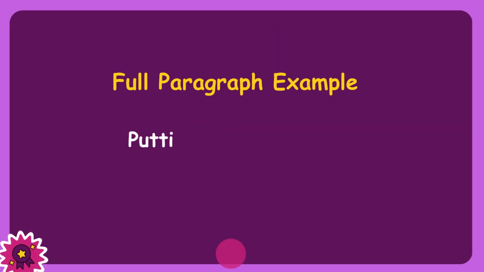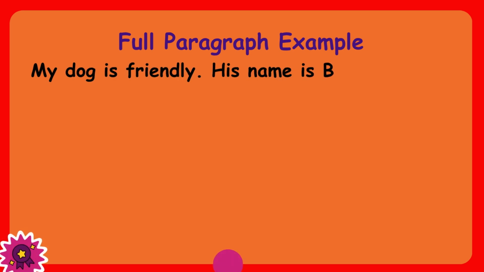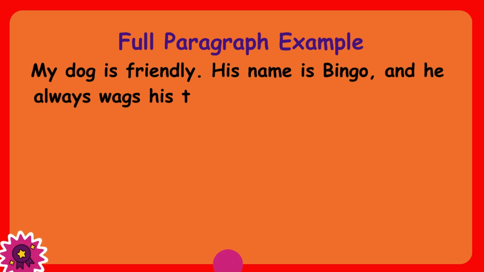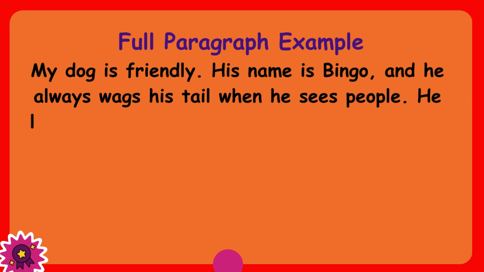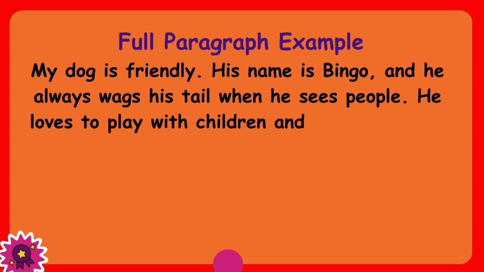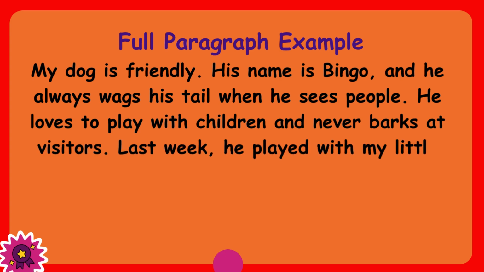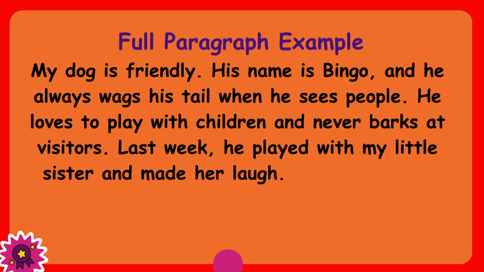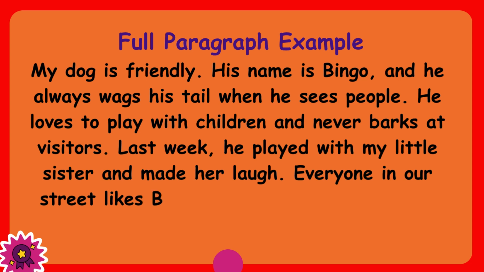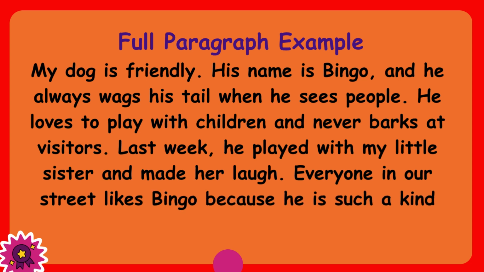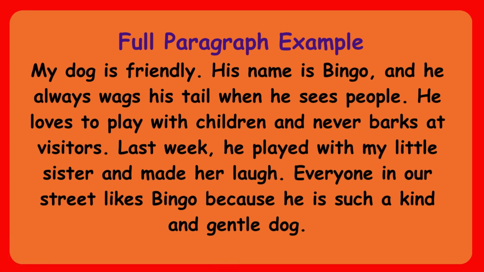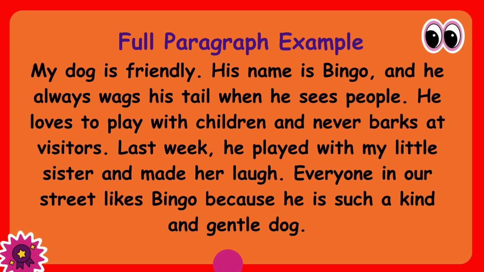Now, let's put all the sentences together by reading a full paragraph. My dog is friendly. His name is Bingo, and he always wags his tail when he sees people. He loves to play with children and never barks at visitors. Last week, he played with my little sister and made her laugh. Everyone in our street likes Bingo because he is such a kind and gentle dog. This is a complete, strong paragraph from one sentence.